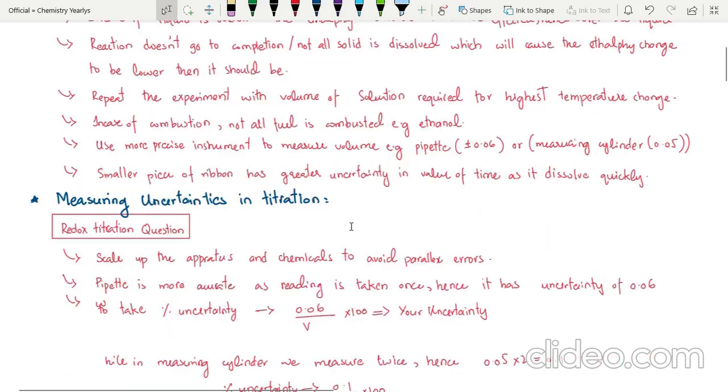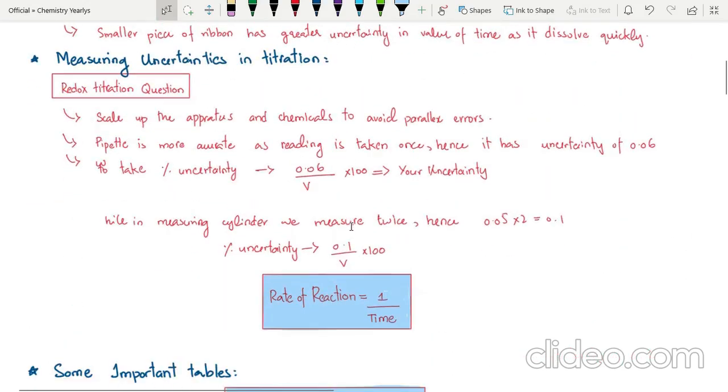Now let's move on to measuring uncertainties in titration. This is often a small question, like 1 to 2 marks, but some of you are actually confused about how we do it. So you can scale up the apparatus and chemicals to avoid parallax errors. This is in case they ask for an improvement in your results in question 1 of titration.